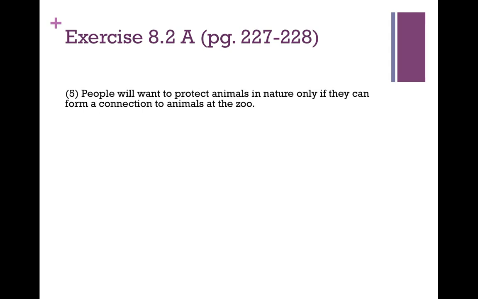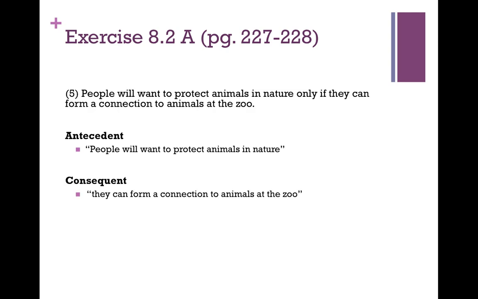Number 5. People will want to protect animals in nature only if they can form a connection to animals at the zoo. And the antecedent to this is people will want to protect animals in nature, and the consequent is they can form a connection to animals at the zoo. And notice at the top, it doesn't say if, it says only if. So when it says only if, what it's basically saying is what comes after that is a requirement.